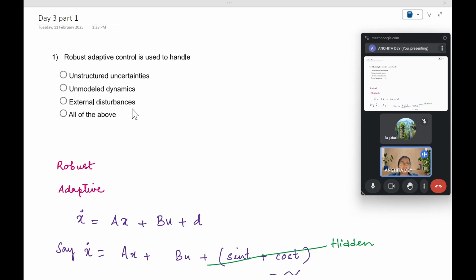What about external disturbances? Of course, external disturbance, that's the easiest way, right?